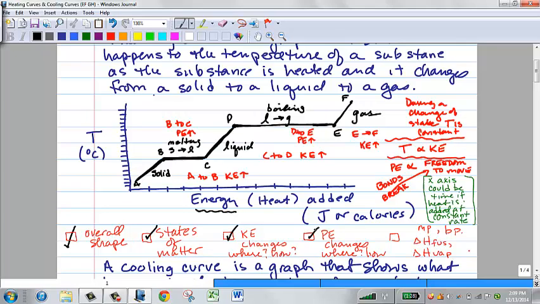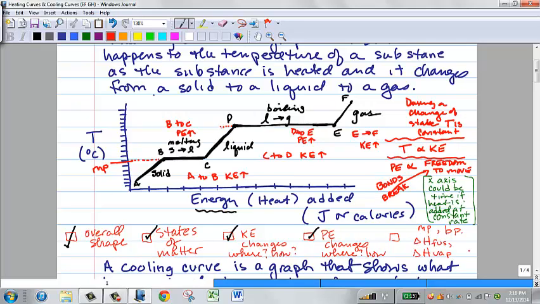Finally, the graph is useful for reading some key pieces of information. So I can read the melting point off of the graph. It's the temperature at which the substance melts. So it's the Y value that corresponds with the plateau that I see from point B to point C. So this temperature would be the melting point.